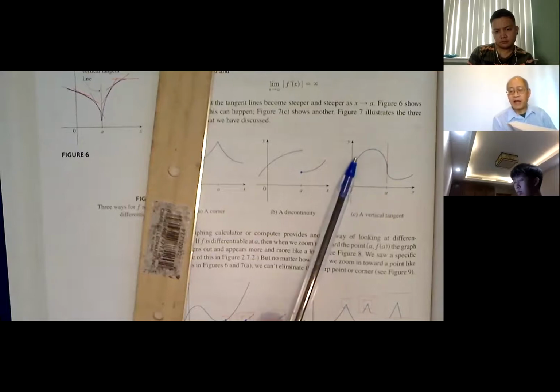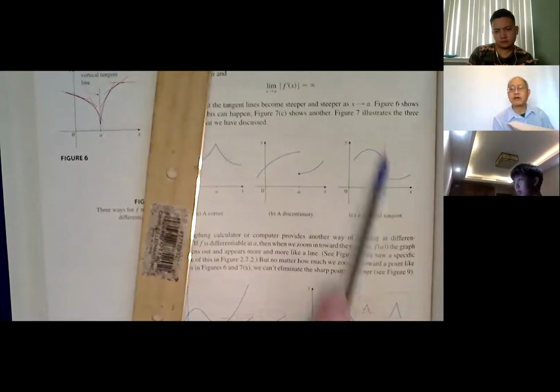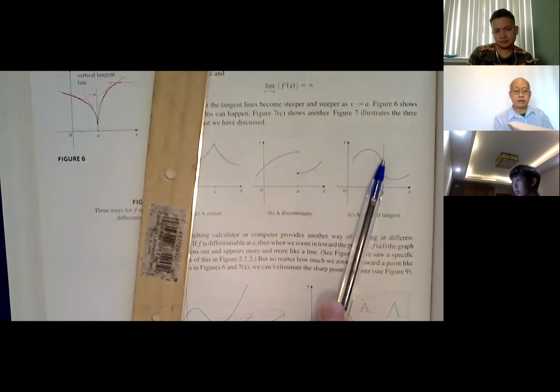This one, it's okay. I've seen rides that are like that. The only thing about this one is you have a vertical tangent. So very, very technically, there is a tangent, but it's vertical. So because of that, we're going to say that it's not differentiable there.